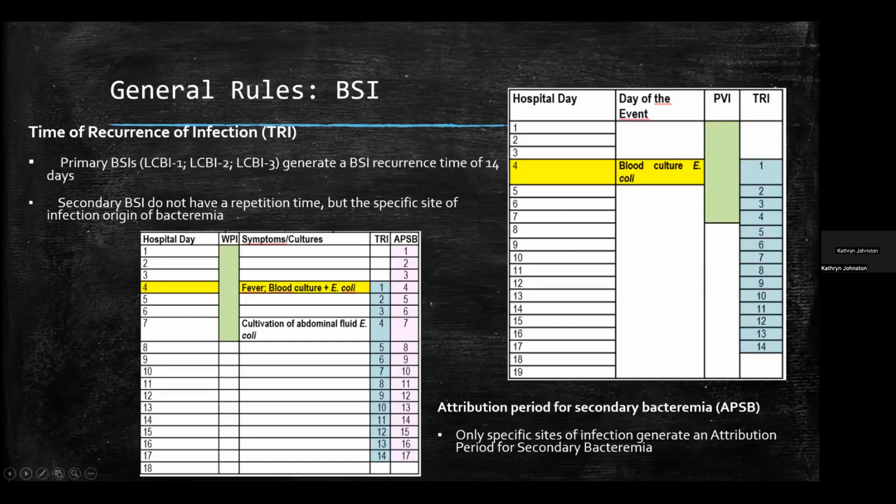And so in that entire time frame, you could say that there was a secondary infection, and then say that the bloodstream infection is actually secondary to another site. And again, there are specific guidelines on what organisms can be utilized for something like that.